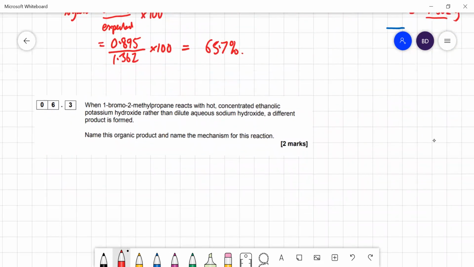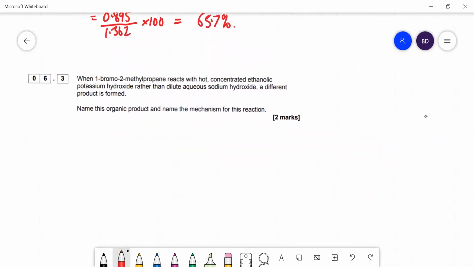Okay. When 1-bromo-2-methyl-propane reacts with hot concentrated ethanolic potassium hydroxide rather than the aqueous sodium hydroxide, you get a different product. What do you get? Well, you get elimination to produce an alkene. So name the organic product and name the mechanism for this reaction. So it's just elimination is the name. We don't have to outline the mechanism, but just name it.